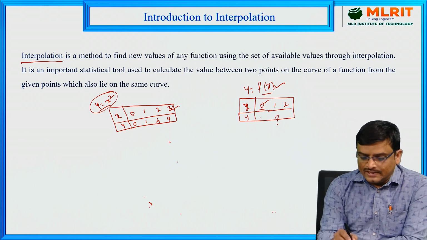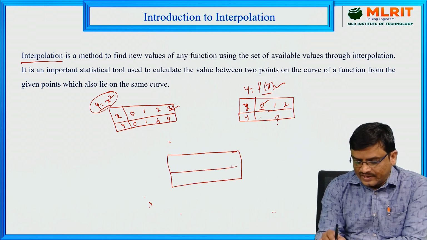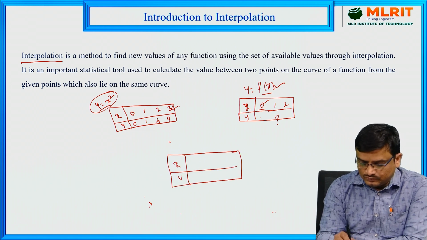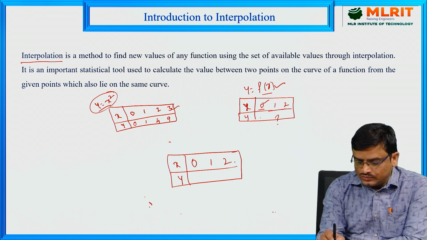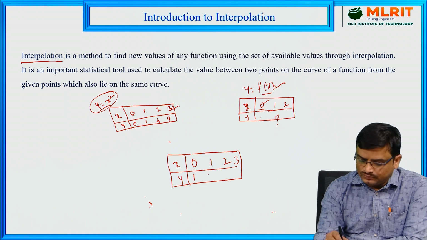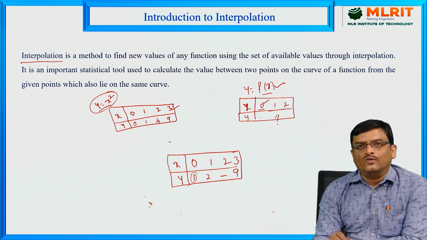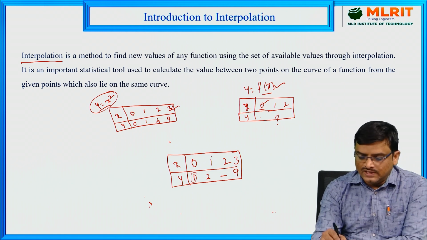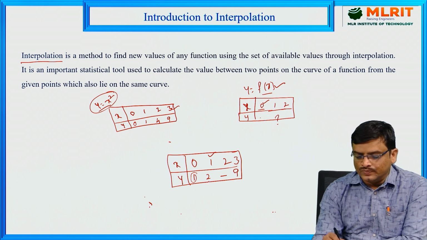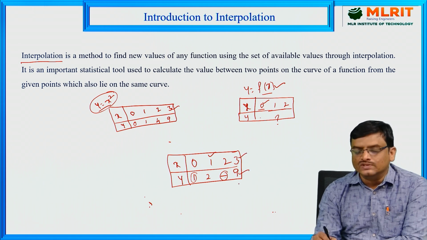Similarly, we will take another example. So this is the table of x values and y values: 0, 1, 2 and 3. At x is equal to 0, the value of y is given as 1. When x is equal to 1, we know the value of y as 2. When x is equal to 2, we don't know the value of y. And when x is equal to 3, we have the y value is equal to 9.